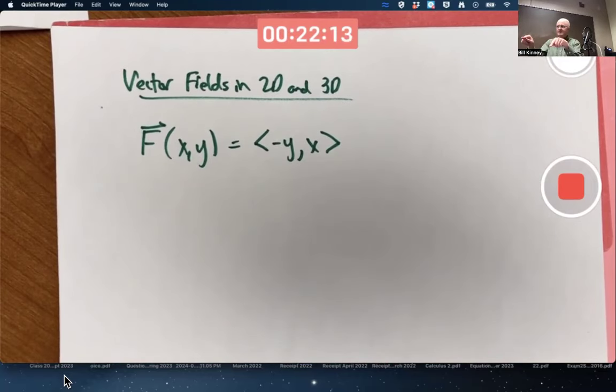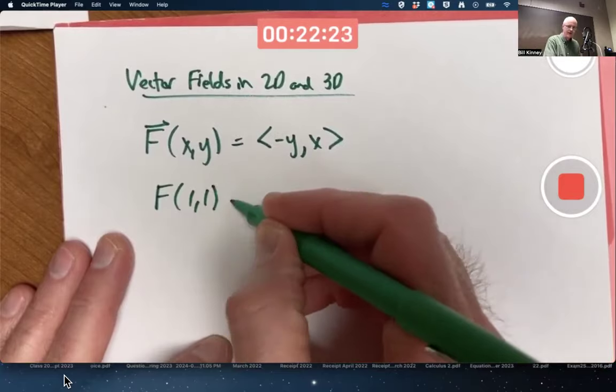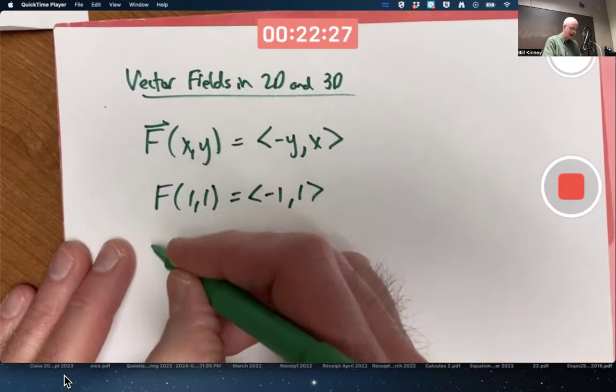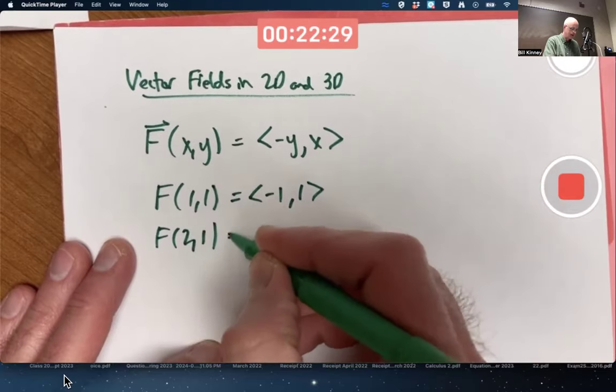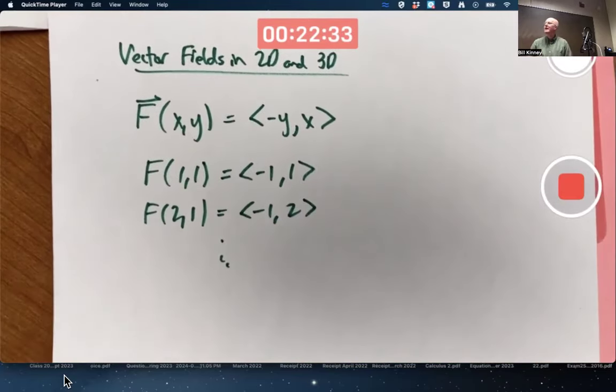Notice the pointy brackets. It is a function. I can evaluate this function at any point I like. For example, at (1, 1), the output is ⟨−1, 1⟩. At (2, 1), the output is ⟨−1, 2⟩, etc. I could evaluate this function at infinitely many points.